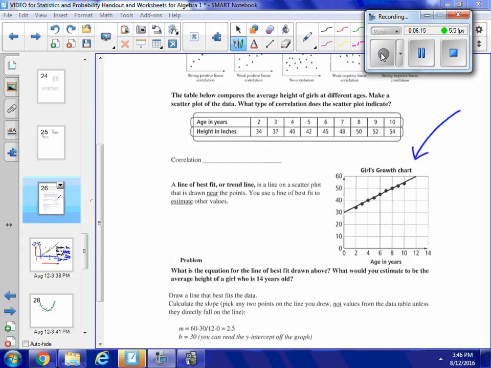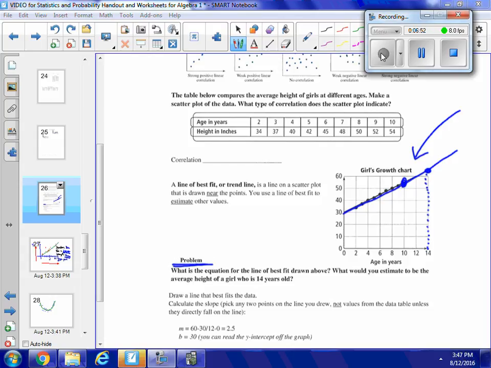So I have the line, and my problem is, well, what's the equation of that line? And really, why do I care? Well, the reason I care is because if I can get a strong positive linear relationship here, then I can use that to make predictions. I can say, well, my data ended right here, but I can make a prediction of how tall I think a 14-year-old girl is going to be. So linear relationships enable us to make predictions and estimates.